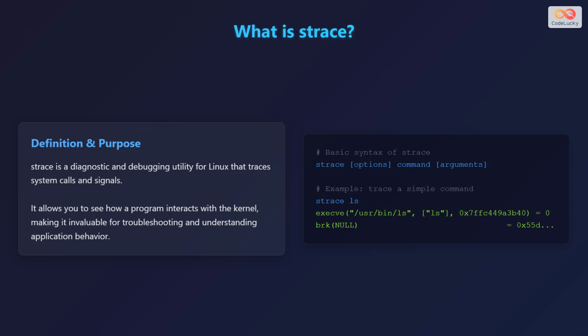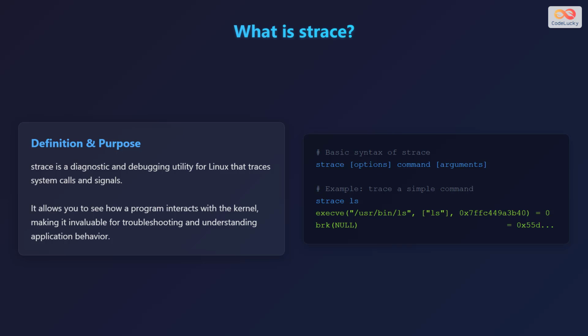So what exactly is strace? It's a diagnostic and debugging utility available in Linux that allows you to monitor and record system calls made by a process. System calls are how a program requests services from the operating system's kernel, such as reading or writing files, managing memory, or interacting with hardware. By using strace, you can gain insights into how a program interacts with the kernel, making it invaluable for troubleshooting and understanding application behavior.